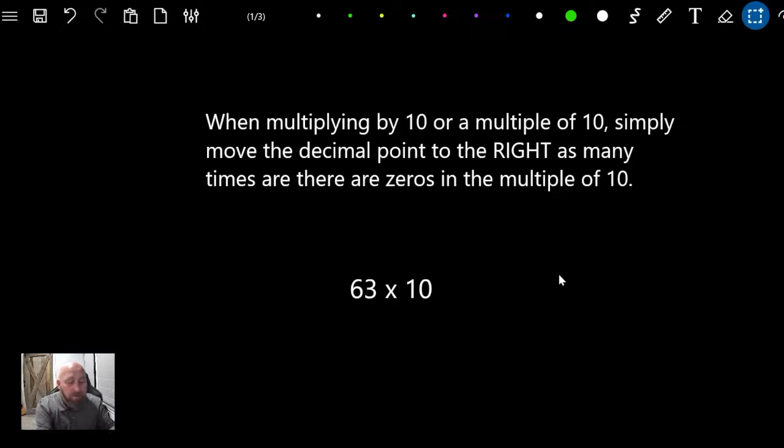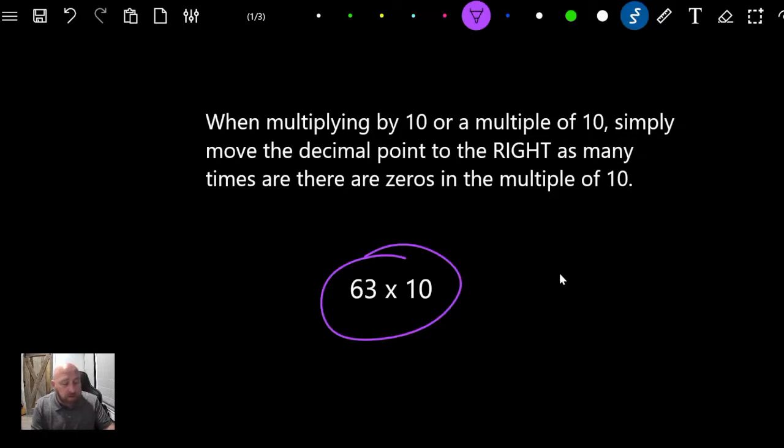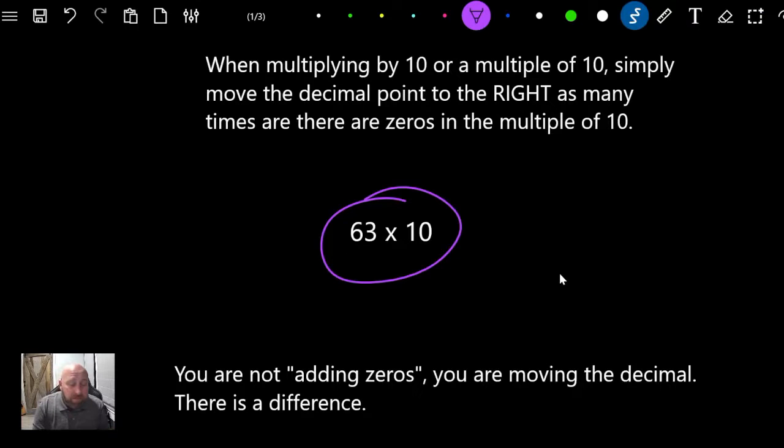All right, what does that mean? Well, let's look down here at this question right here, right? 63 times 10. So we have a multiple of 10. 10 is a multiple of itself, right? 1 times 10 is 10. So this is considered a multiple of 10. Now, how many zeros? Notice what it says. As many zeros as there are in the multiple of 10. So in other words, how many zeros are there in 10? Okay, it's not a hard question. 1. There's 1 zero in the number 10.